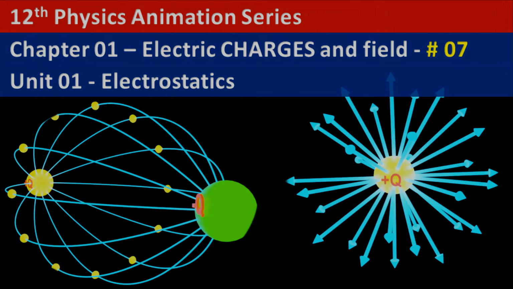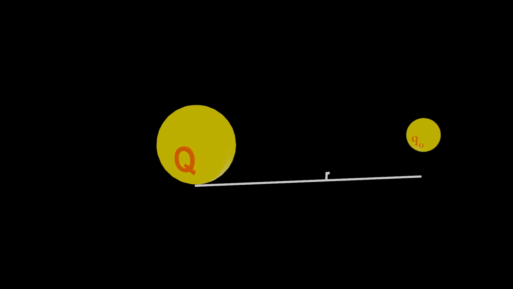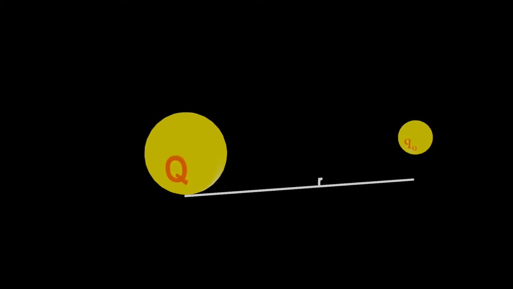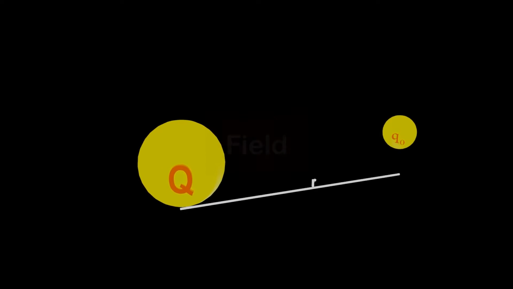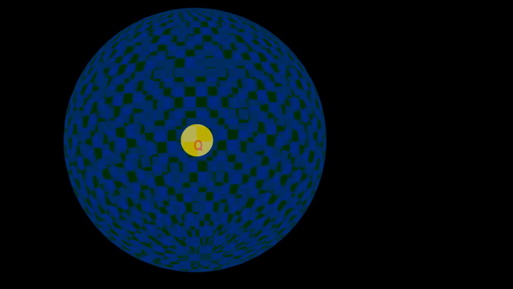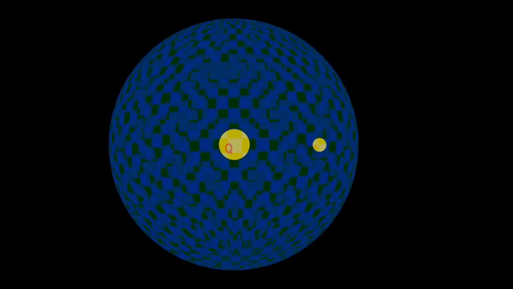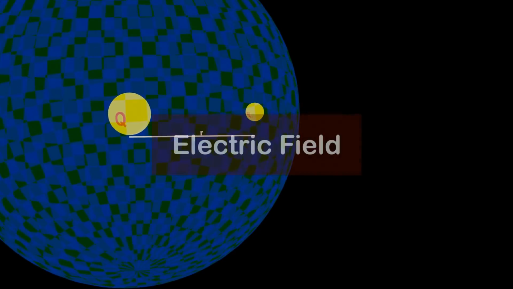In the previous videos, we saw that if we have a charge q placed in vacuum and we place another charge q naught at distance r from it, then the charge q will exert a force on q naught. But the question arises: how is this force being exerted, given that there is nothing between the two charges? To explain this, the concept of a field is introduced. According to this concept, charge q creates a field around itself. When another charge is brought near the charge q, the field acts on the charge and exerts a force on it. This field is called the electric field.